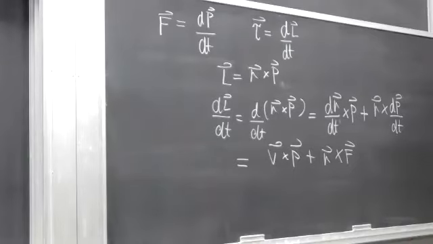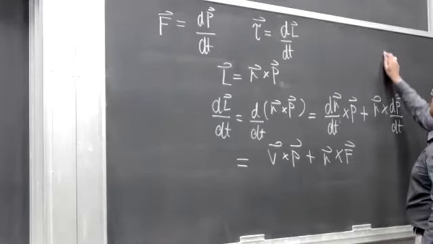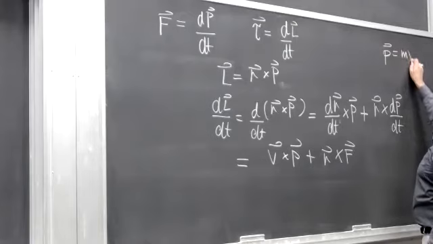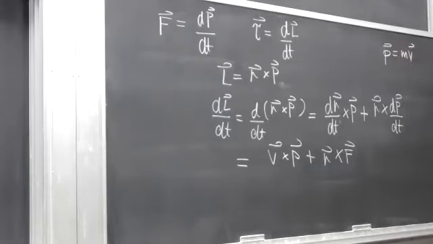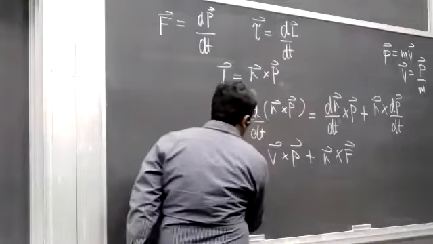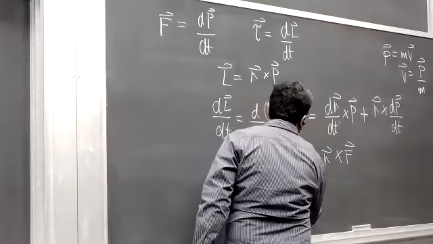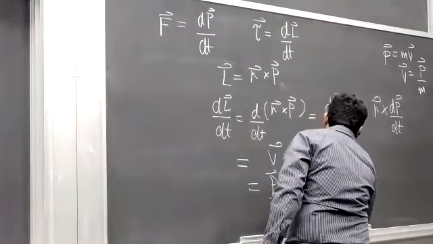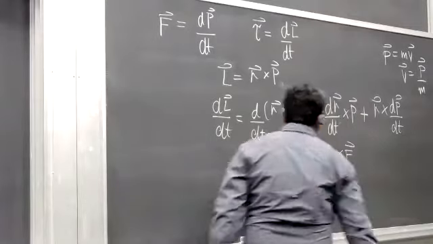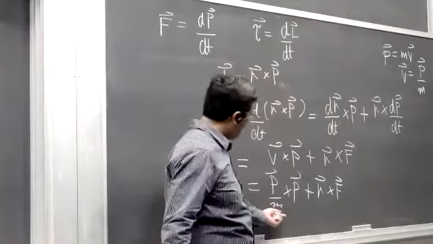But what is the definition of p? p is equal to mv, and v equals p over m. So I substitute that here. I write (p over m) cross p plus r cross F. All right. So what about this quantity?